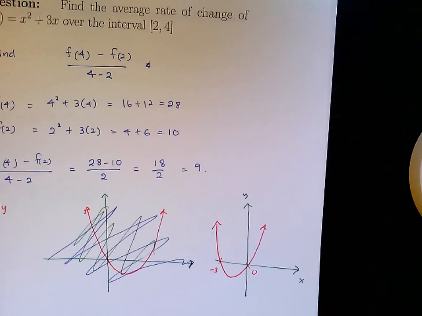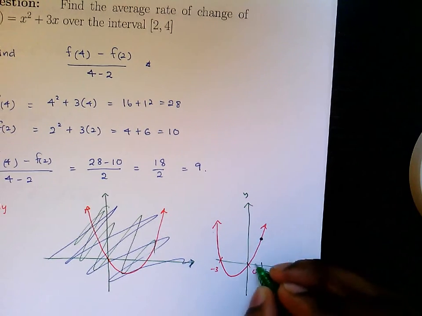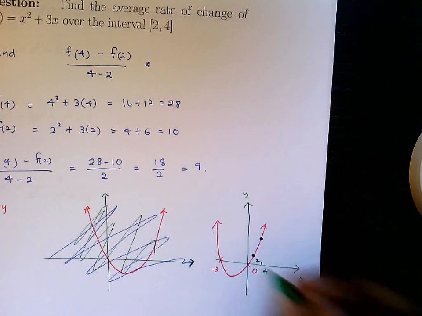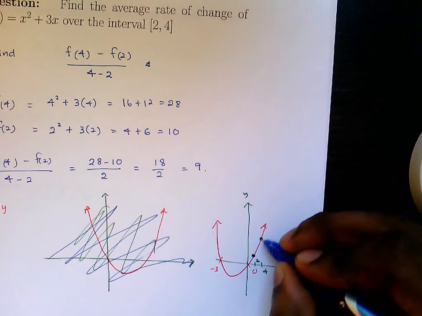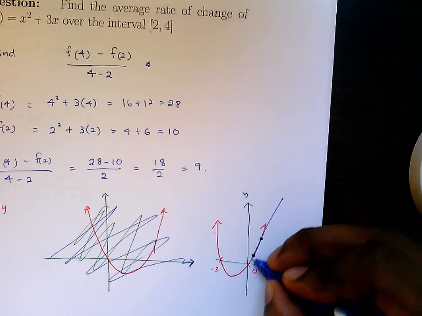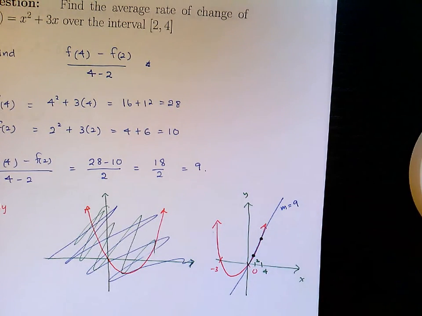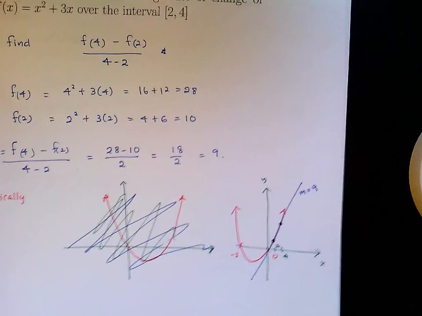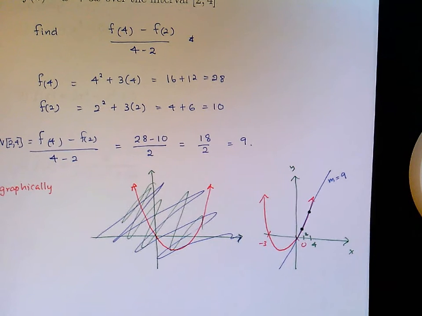And you're looking at f of 4 minus f of 2. So f of 4 probably would be somewhere here, that's 4. And f of 2 probably somewhere here. This is not drawn to scale. Okay, so you are looking at the secant line. You are looking at this line right here. And that slope is equal to 9. Okay, so that is what we are looking for.